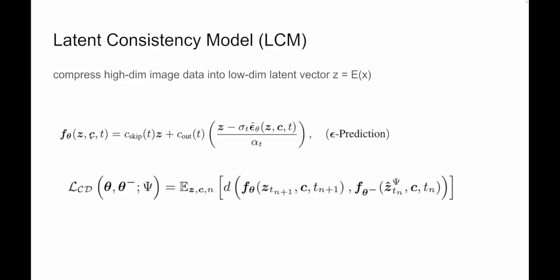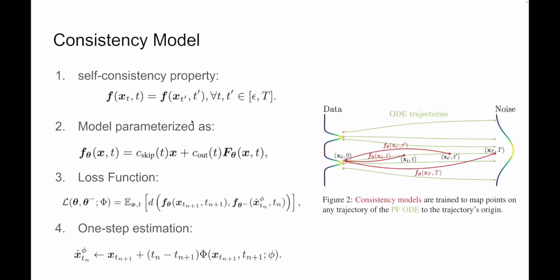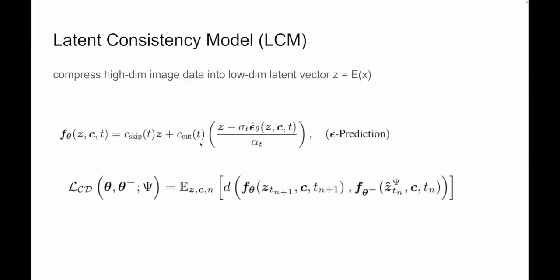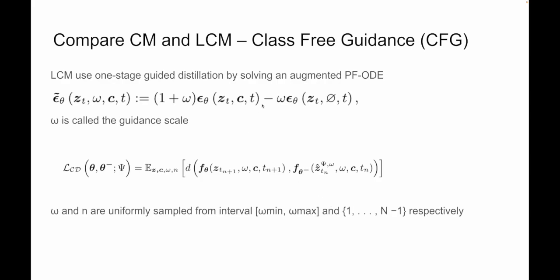And then we have some text c. The consistency model can also add c into it. That's just some text to guide our denoising steps. So the main difference is we replace x with z. Accordingly, we need to change our loss function. We need to change x tn plus 1 to z tn plus 1, and x tn to z tn.